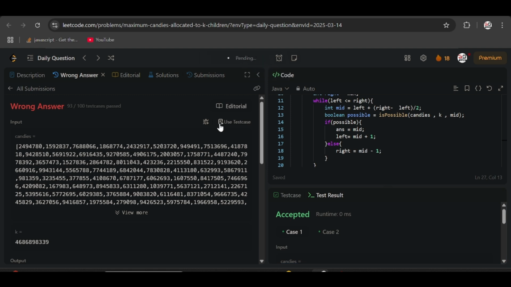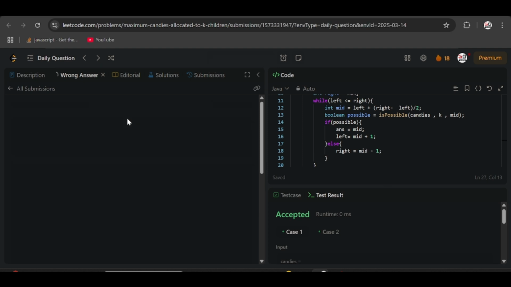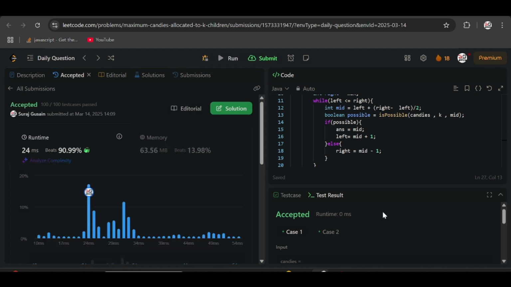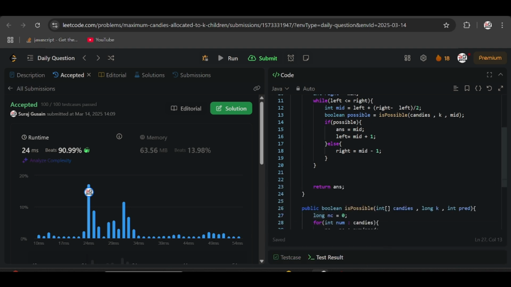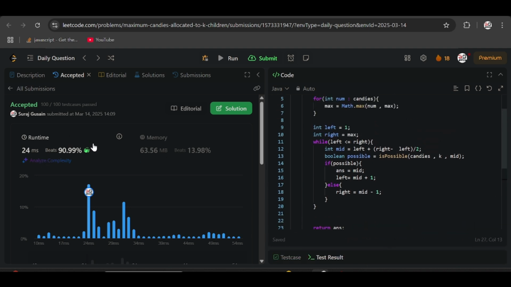So the test cases are done, and just see. So yeah, now the question is solved, the submission is done. It is beating 90% of the solutions. It means quite a decent solution.